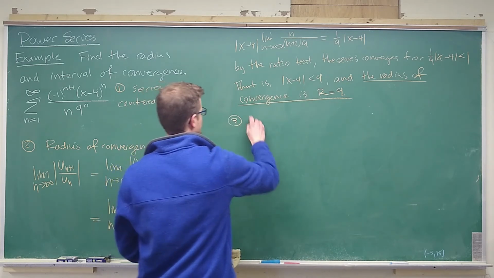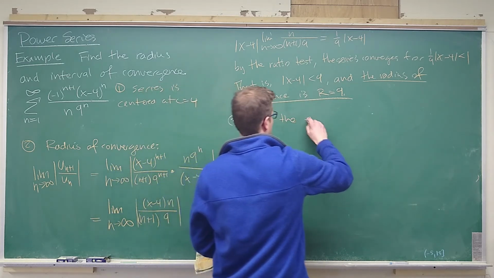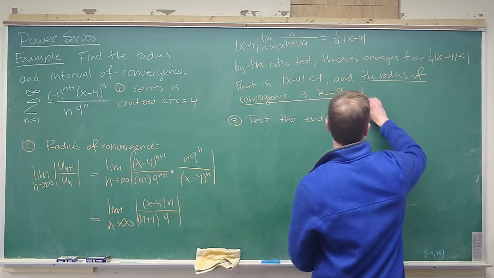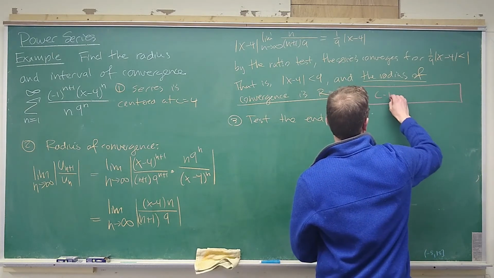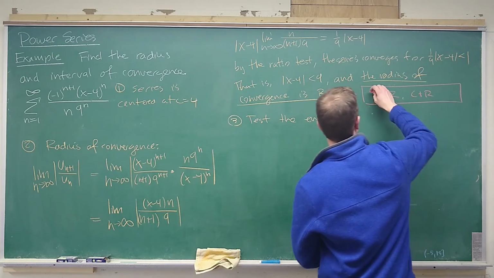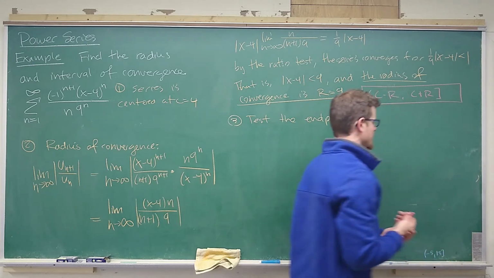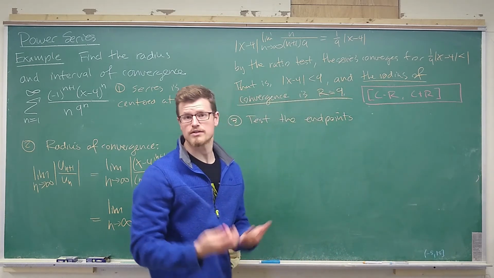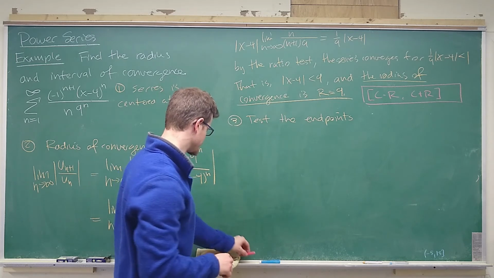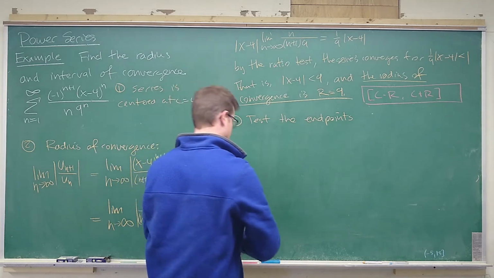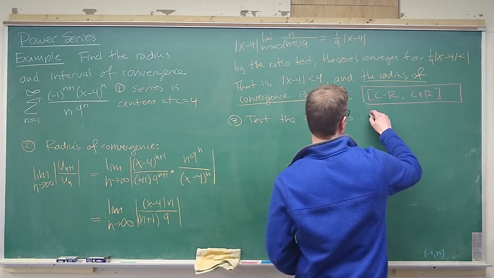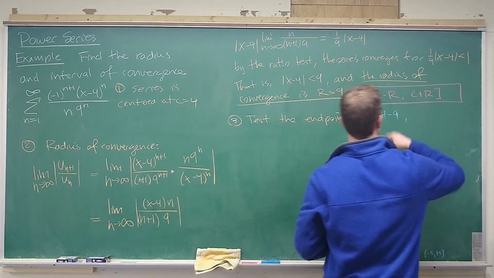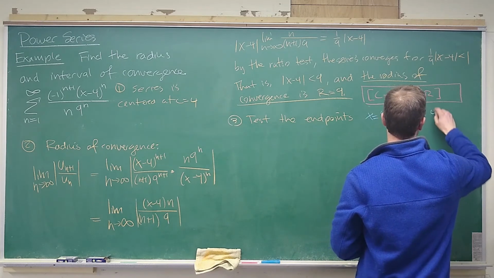The last step is to test the endpoints. Again, our interval is going to look something like c minus r to c plus r, and I need to determine whether I'm going to use parentheses or brackets in each case. Could be brackets on both sides, could be parentheses on both sides. Right, there are several possibilities there. All right, so test the endpoints.